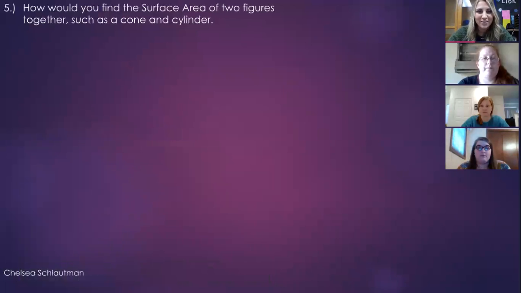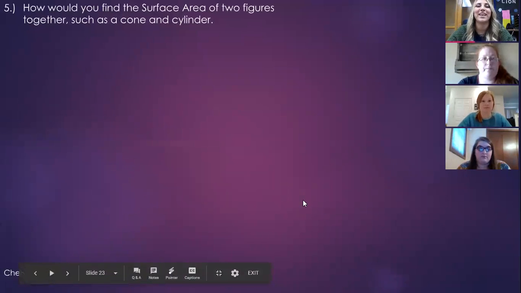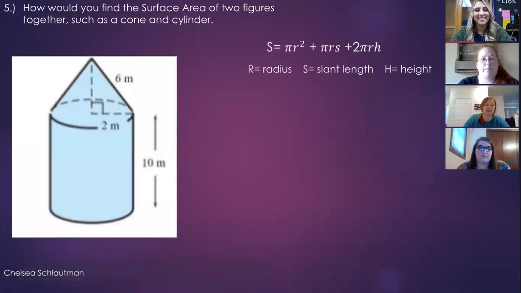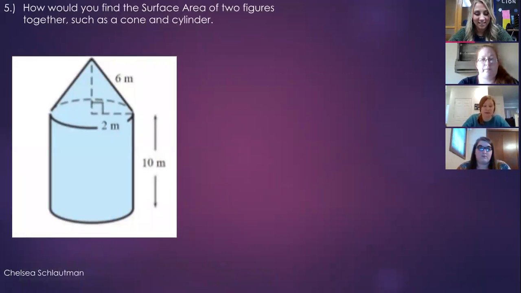Hey, Chelsea, how do you find the surface area of two figures together, such as a cone and a cylinder? Okay, so when you first look at this picture, it looks kind of intimidating, but if we break it down and look at each part of it, it makes it a little bit easier. So we're going to start off with the formula first, and then we're going to plug our numbers into that formula to get our final answer.